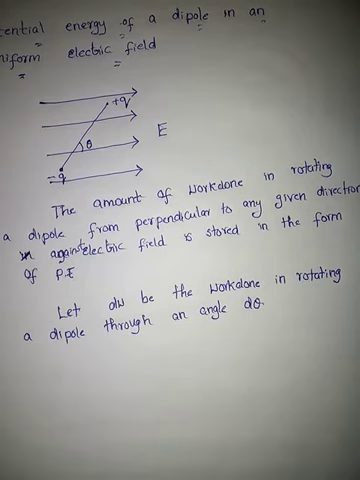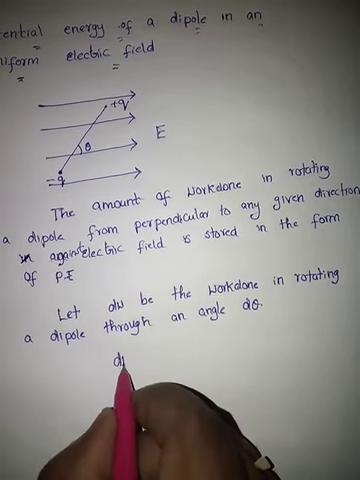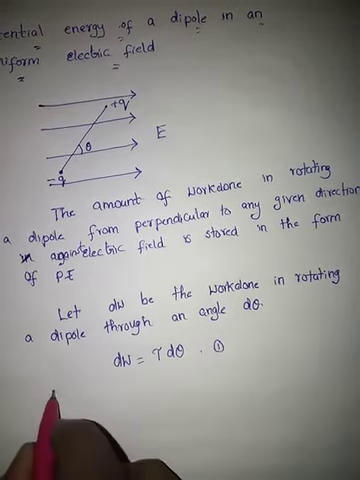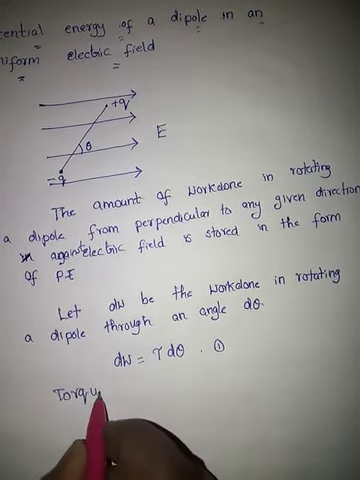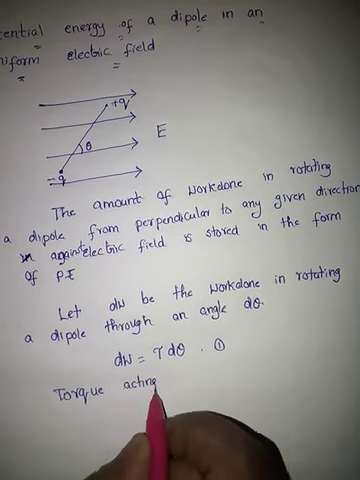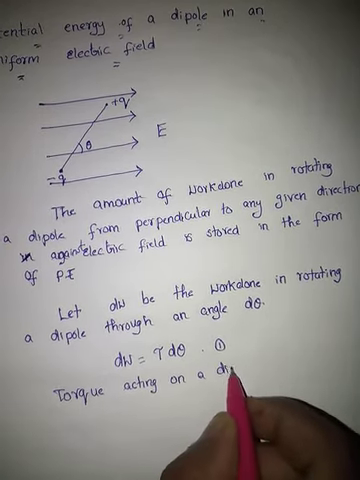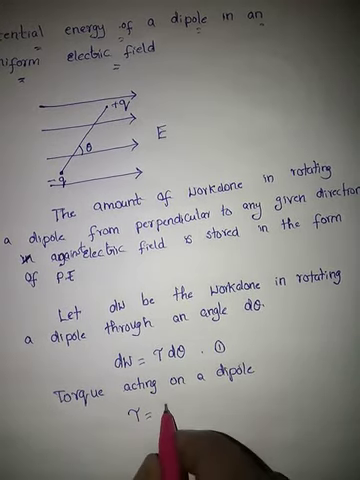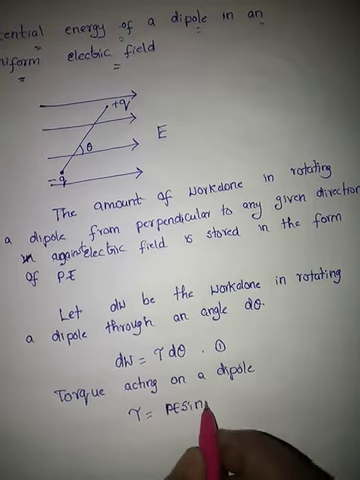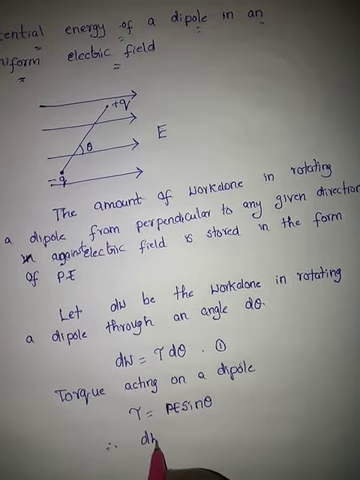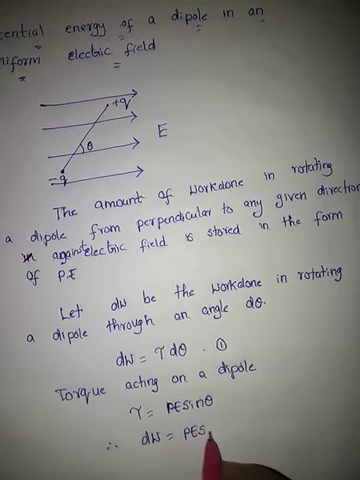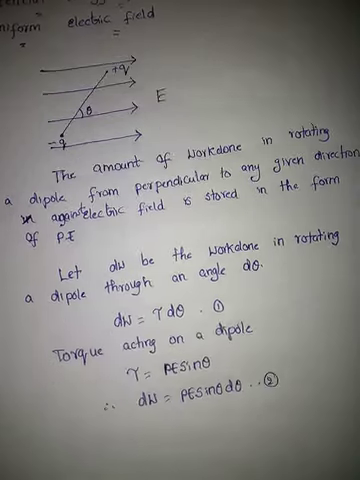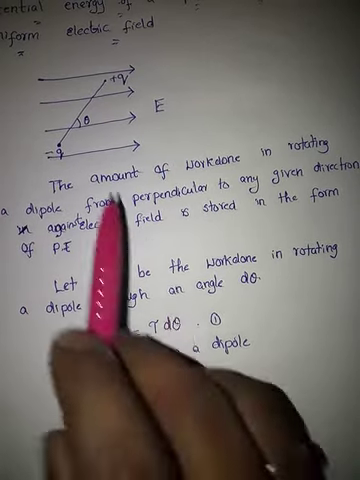So we are considering rotational torque. So dW is equal to what? The torque acting on this one, tau. We already know very well the torque acting on a dipole. What is the formula? Tau is equal to P sin theta. Therefore dW is equal to P sin theta into d theta. So this is the work done in rotating a dipole through angle d theta in an electric field.